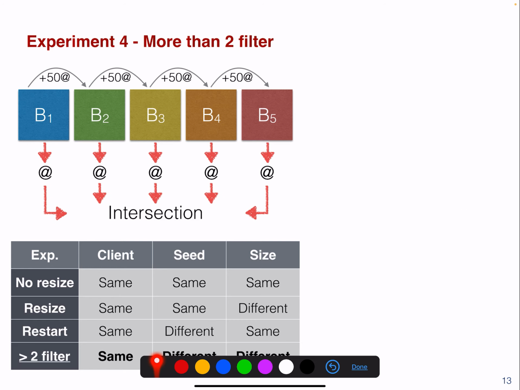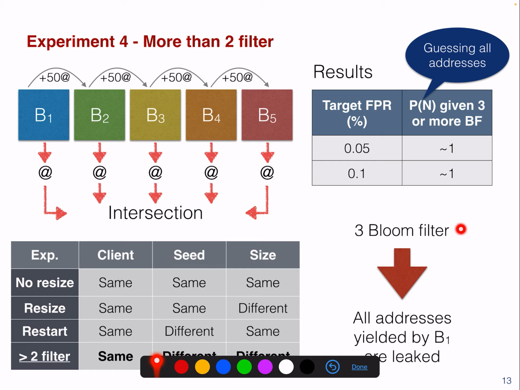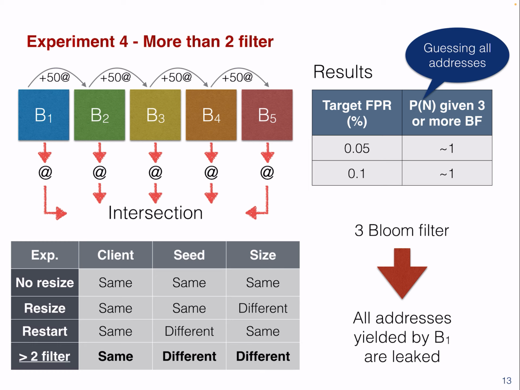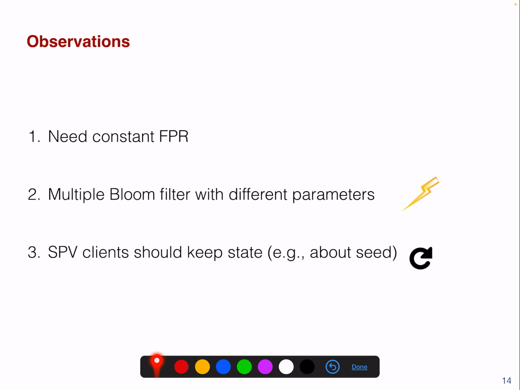Okay, now one more experiment. We take a bloom filter, we add 50 addresses, which changes its size, right? There's an increase, there's a resize, and we do this several times, and so we do an intersection among all of these. And given this data set, we can basically guarantee that with 3 or more bloom filters, we almost always identify the addresses of a particular lightweight client. So we can guess all addresses of the client, right? So if we have 3 bloom filters, all addresses yielded by B1, addresses of this particular filter are leaked.